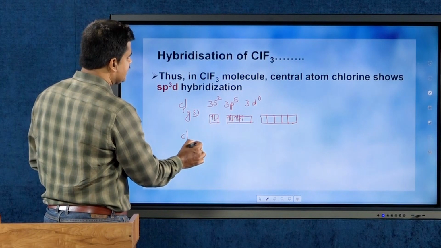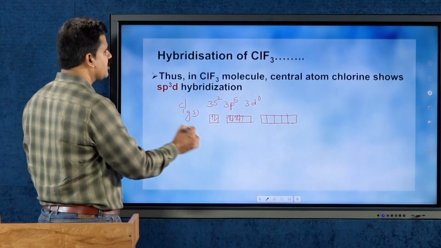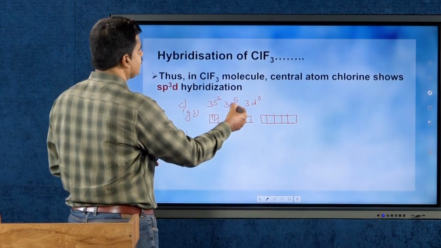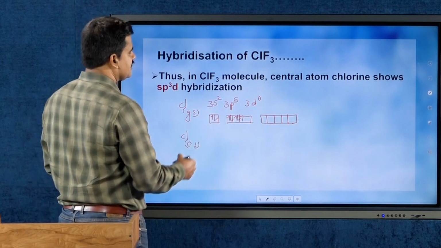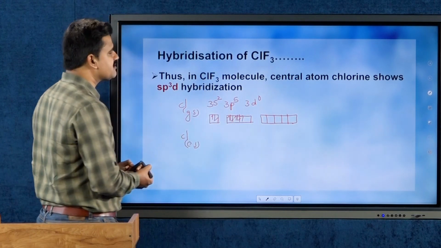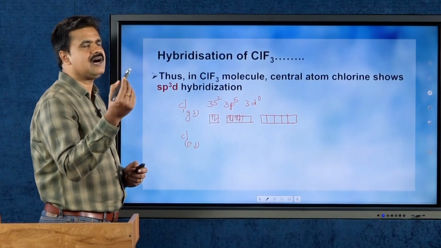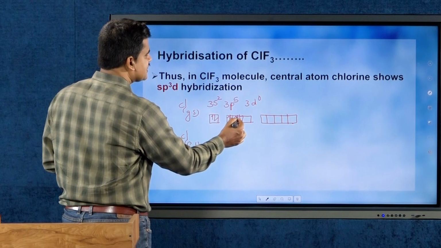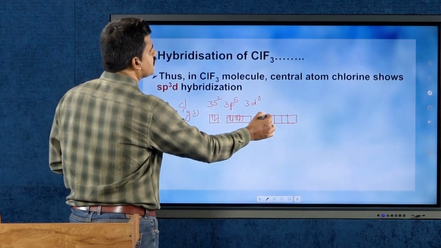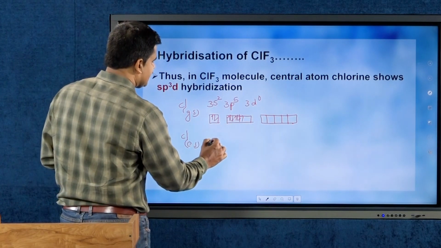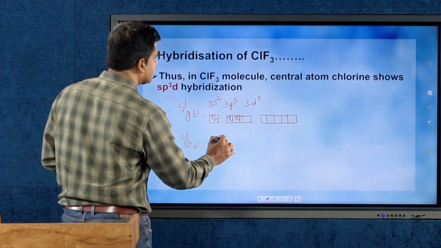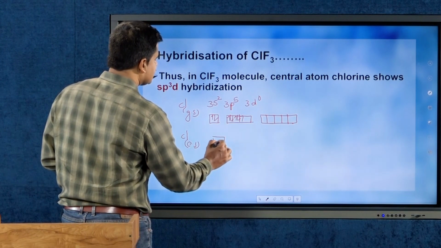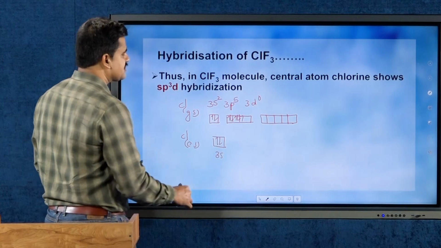So, chlorine in the electronic excited state, there will be some changes that occur, and for the formation of the ClF3 molecule, we require 3 half-filled orbitals. So, for that, one of the electrons present in the 3p gets promoted to 3d. So, we can represent the excited state electronic arrangement like this. This is 3s. There is no change. 2 electrons are present as such.